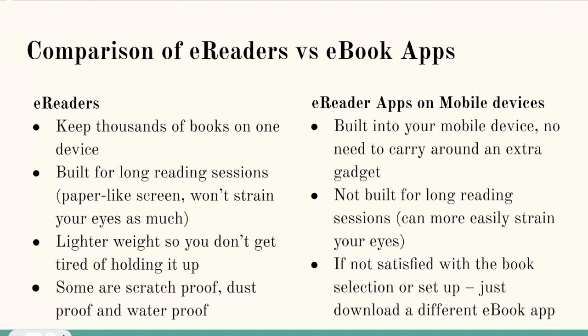So e-readers are great for having that feel of reading a book, and it serves the purpose of really just reading. Though there's also the alternative of just downloading an application onto your mobile device. It's a lot cheaper rather than buying a whole other e-reader. So because it is built in, you don't have to carry around any extra gadget. It's not built for long reading sessions, which means that it can more easily strain your eyes from the blue light and other light coming off of the screen. And if you're not satisfied with the book selection or setup, it's great because you can just download a different ebook application. So there are so many possibilities for you if you're just using different apps.